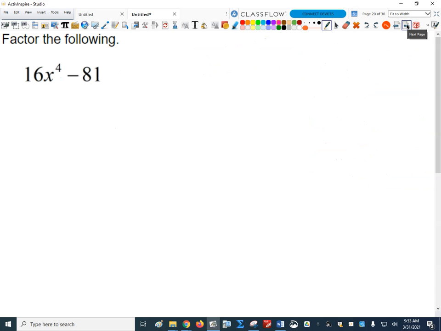Oh yeah, one more. Do we have time for one more? Oh, darn it. Anyway, we'll finish up that last one next time, and then we're moving on to factoring trinomials.